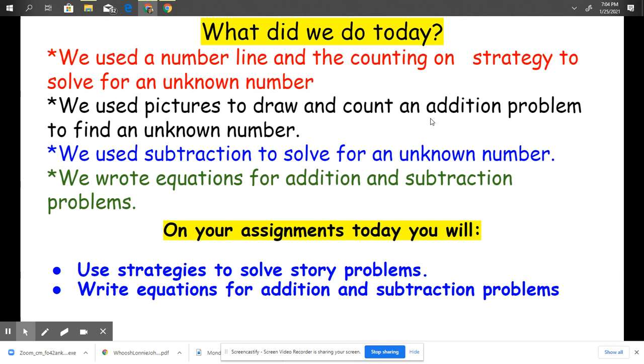So, on your assignment today, you will use strategies to solve story problems and write equations for addition and subtraction problems. If you have any trouble, don't forget to call your teacher.